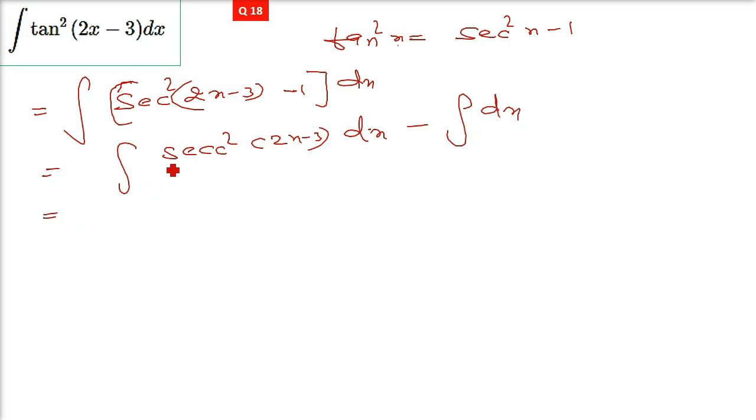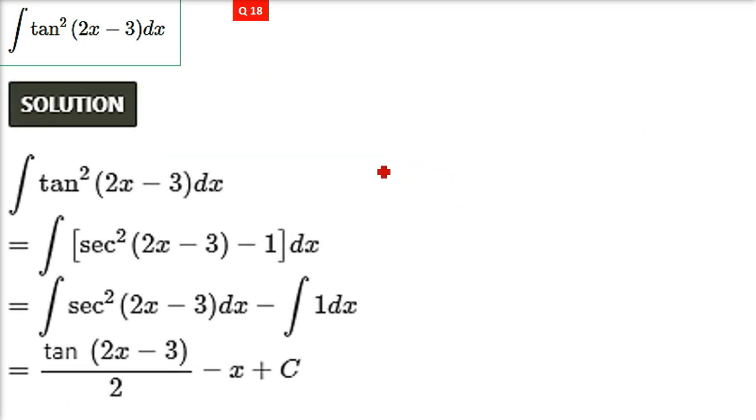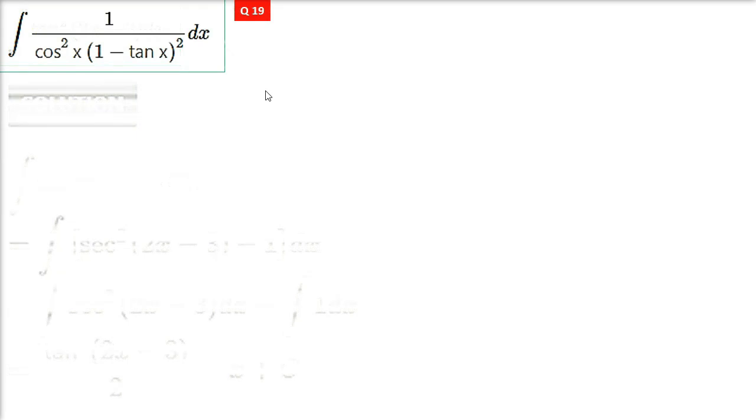Sec square is what? We have a direct result. It's tan (2x minus 3), but we'll not stop here. We have to differentiate 2x minus 3, that will be equal to 2, and that needs to be divided. So just divide it by 2 here. What is integration of dx? It's simply x. So we have a constant of integration along with this. So this is your solution. What you see here is a very straightforward solution. If you know the tan square x formula, this is quite easy, but remember to differentiate 2x minus 3 and divide the content before actually solving the result.